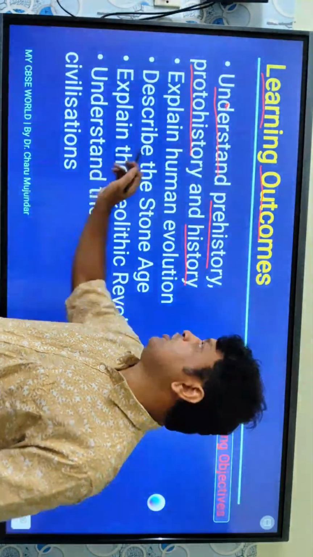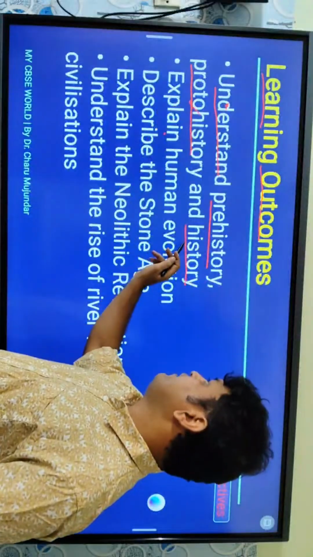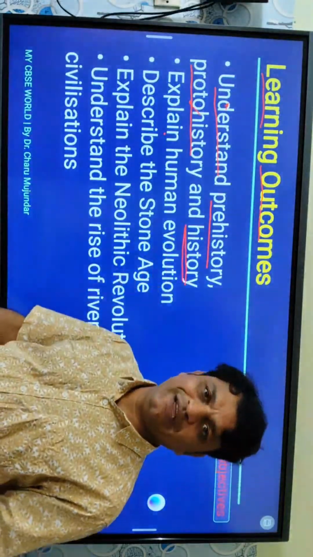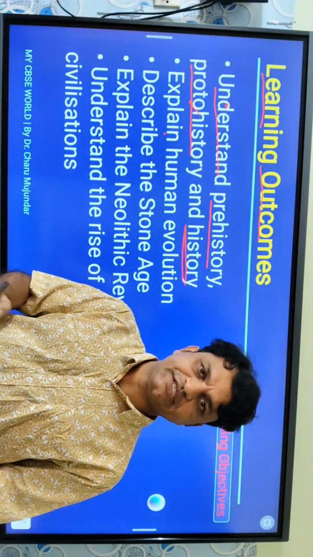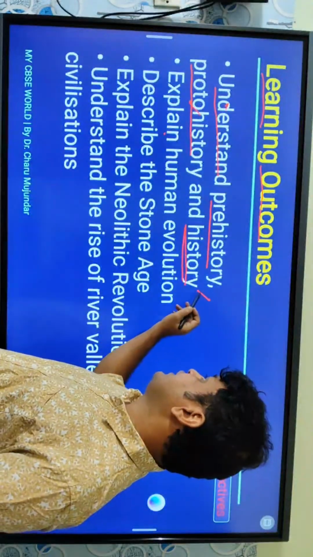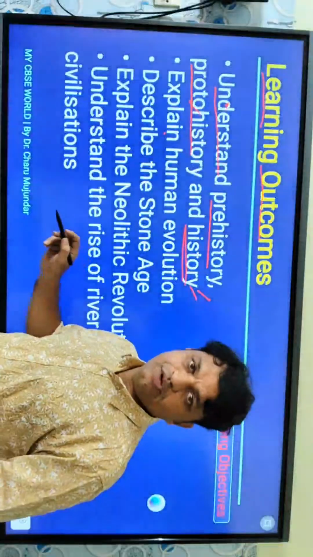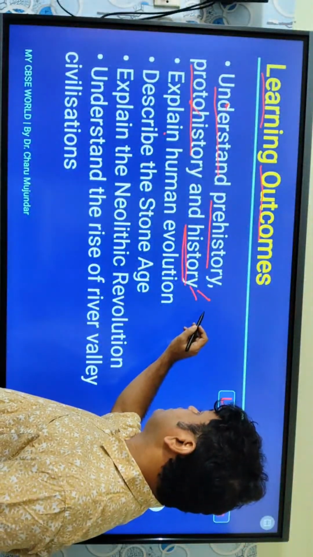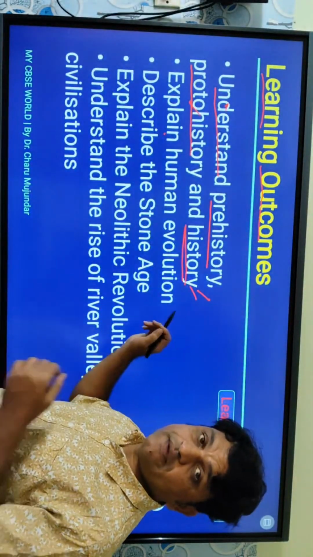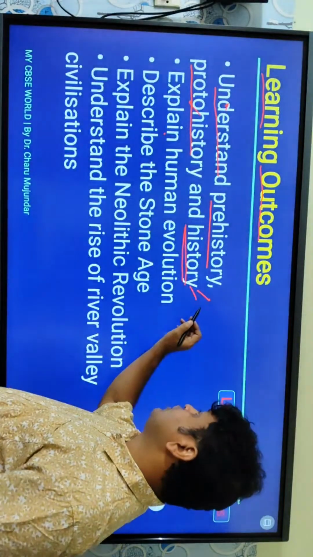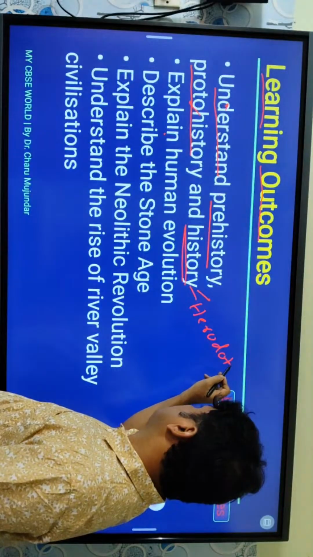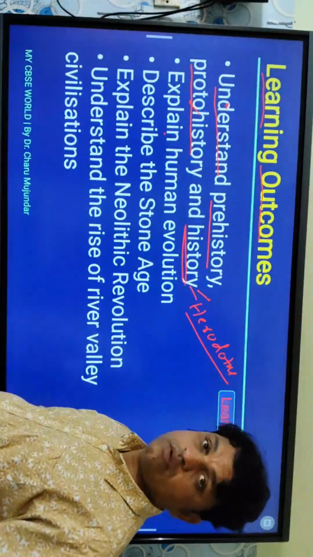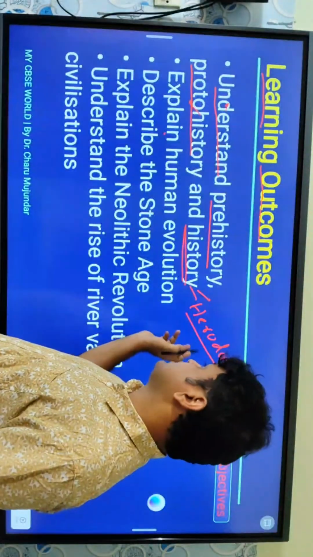That age is called protohistory. And we have history. What is history? History: writing is there, we can read it. Script is there. That is called history. I told you, who is the father of history? Herodotus. He is called the father of history.